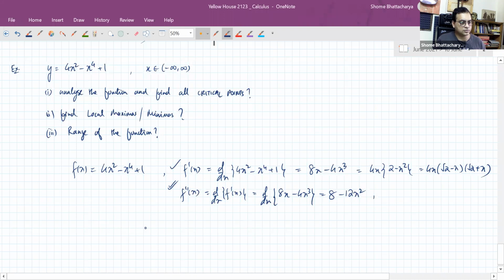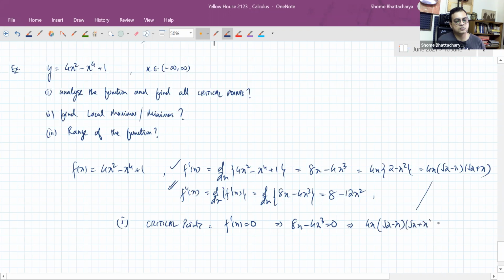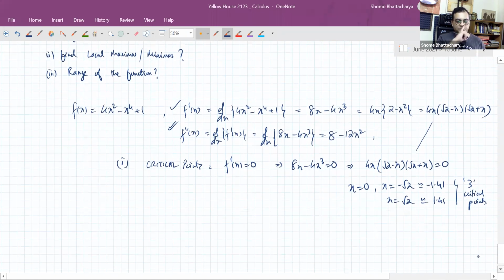Okay, so now critical points. They are the roots of the equation f prime x is equal to 0. So from this you can see that x equal to 0, x equal to minus root 2 or approximately minus 1.41, and x equal to root 2 or approximately 1.4. And so these are my three critical points. So now we analyze for local maxima and minima.